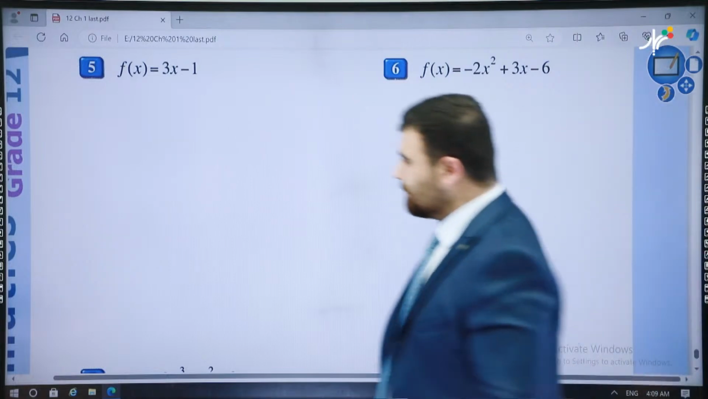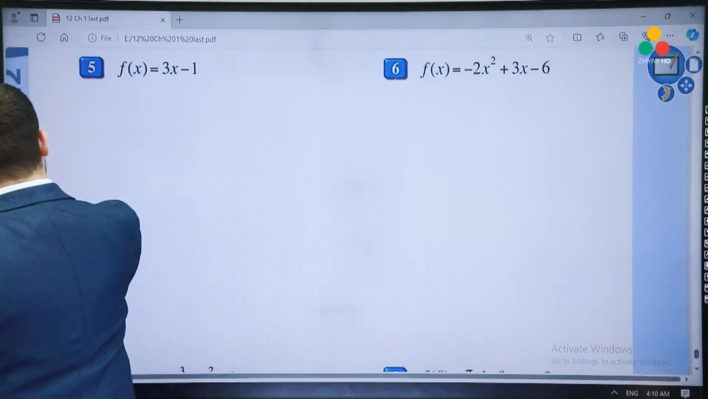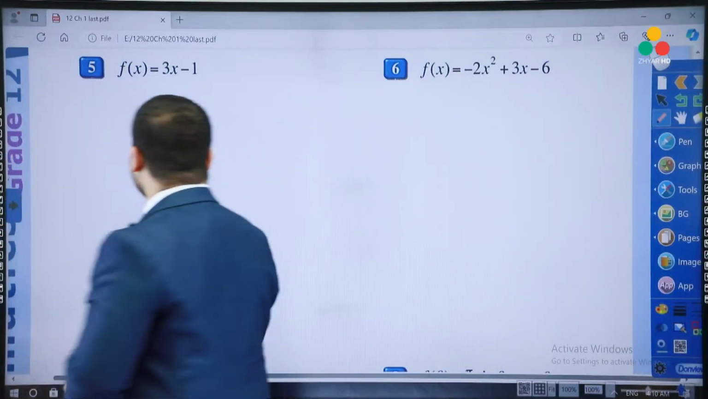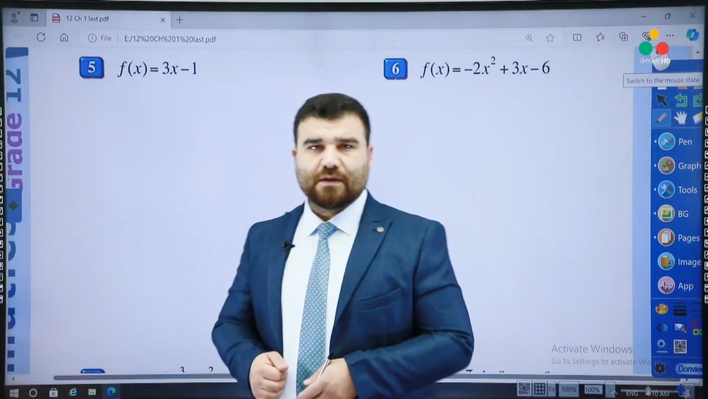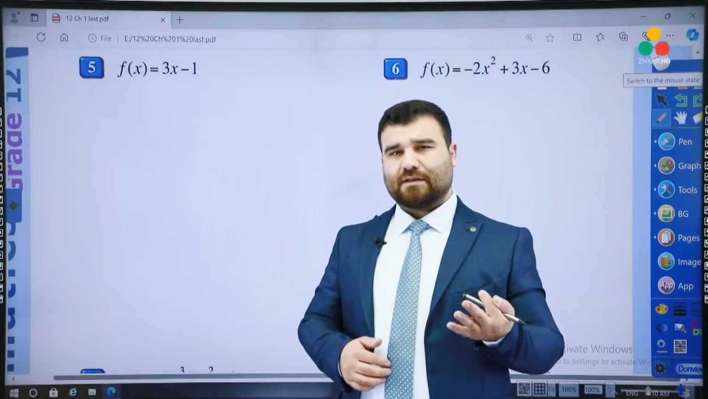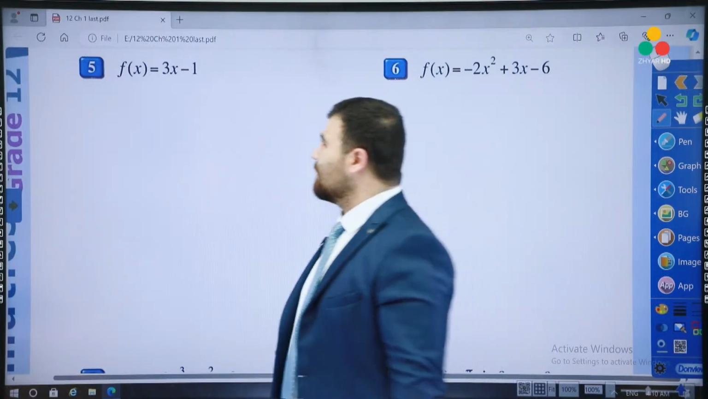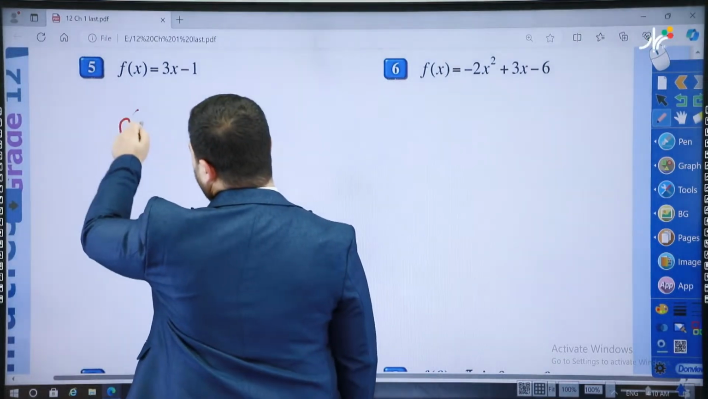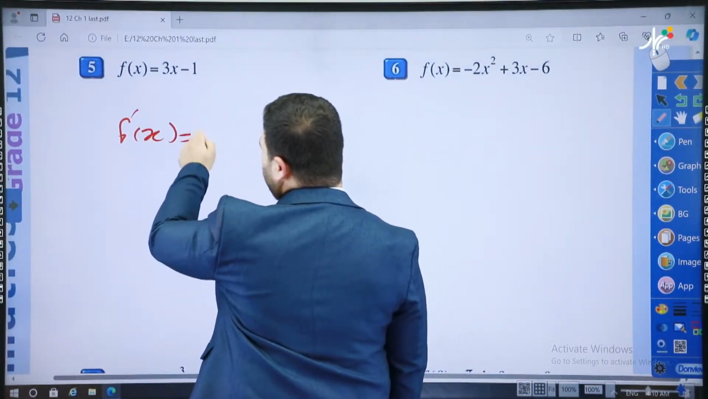Question 5. 3x minus 1. Derivative of 3x is 3. Derivative of 1 is 0. So the answer is f prime of x is 3.